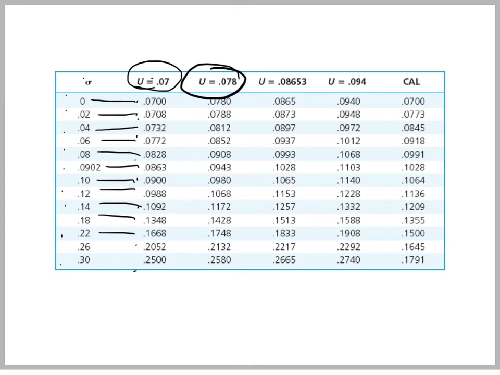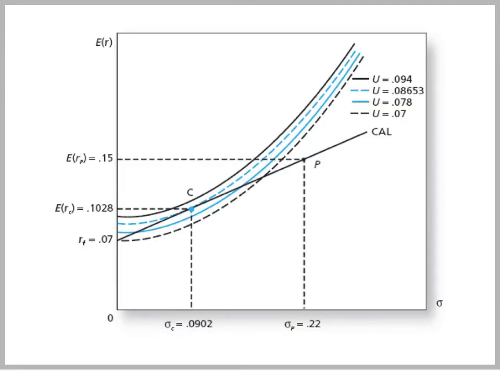Alternatively, we can fix utility at this other value, and then the equation will be slightly different because there will be a 0.078 in it instead of a 0.07, and so we'll get different mu sub c's on that indifference curve. This sigma corresponds to that mu for that indifference curve, and so on. We can repeat that process for many different utility values until we finally find one that's tangent to the capital allocation line.